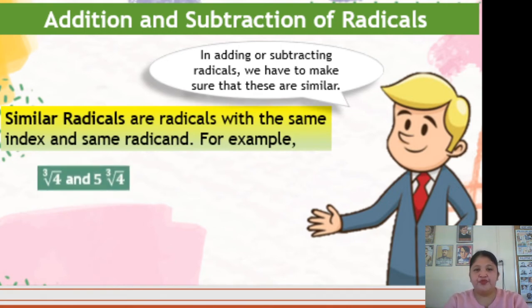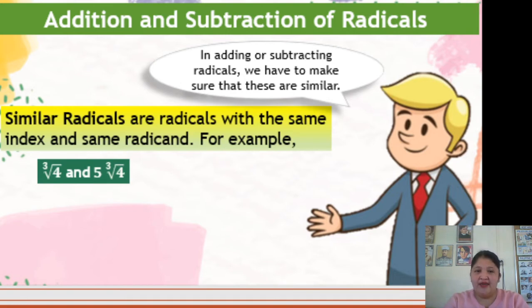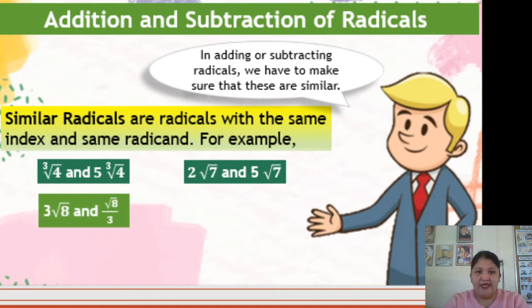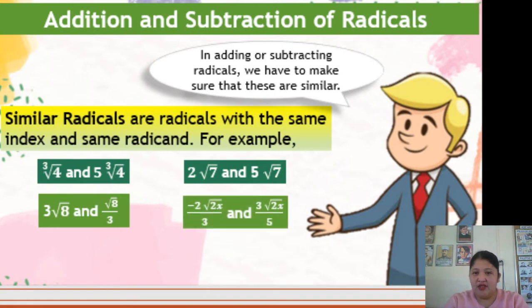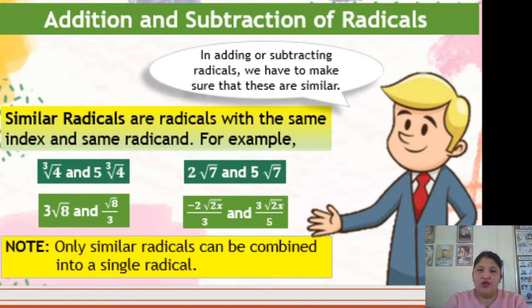For example, the cube root of 4 and 5 cube root of 4. Next, we have 2 square root of 7 and 5 square root of 7. Then 3 square root of 8 and square root of 8 over 3. And negative 2 square root of 2x over 3 and 3 square root of 2x plus 5. As you can see from the given examples, the radicand and the index are the same, so we can now add or subtract the given radicals. Let us remember that only similar radicals can be combined into a single radical.